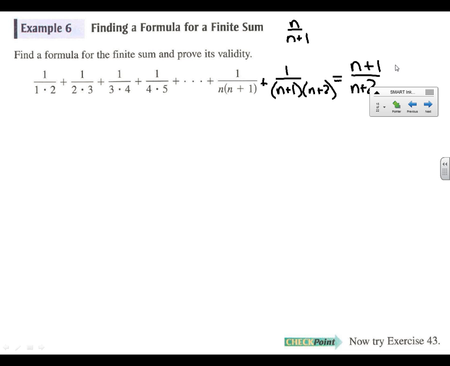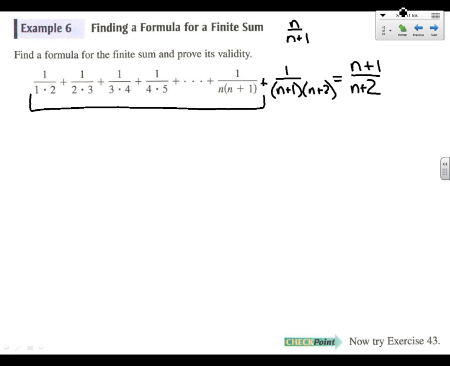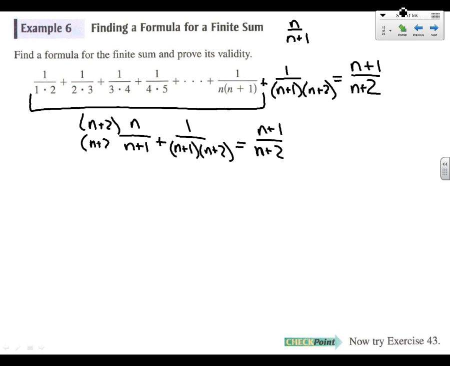Move that out of the way. Let's see if we can do that. We assume that this whole portion is equal to n over n plus 1, plus 1 over n plus 1 times n plus 2. Let's prove that that's equal to n plus 1 over n plus 2. Okay, we need a common denominator on the left. So now we've got n squared plus 2n plus 1 all over n plus 2 times n plus 1.